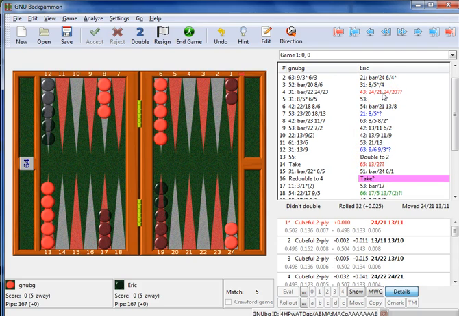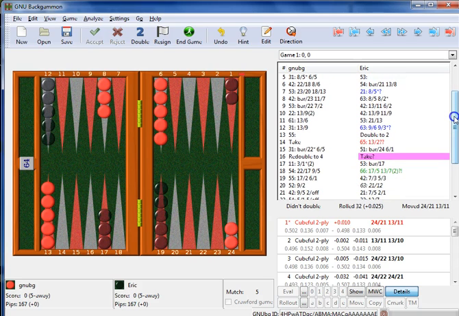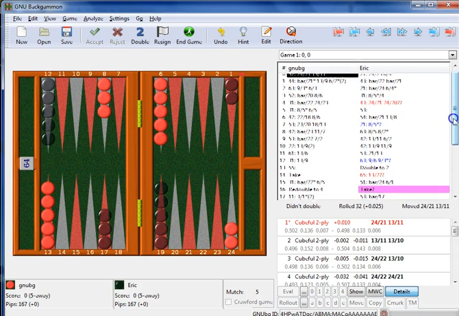Now for cube decisions, it uses the same terminology, but it color codes the background of the text. If you make a cube decision that's considered very bad, it'll give it a bright yellow highlight background color. If your cube decision is bad, it gives it this pink background color. And if your cube decision is just doubtful, it'll be gray. So that's how you tell where your errors are.